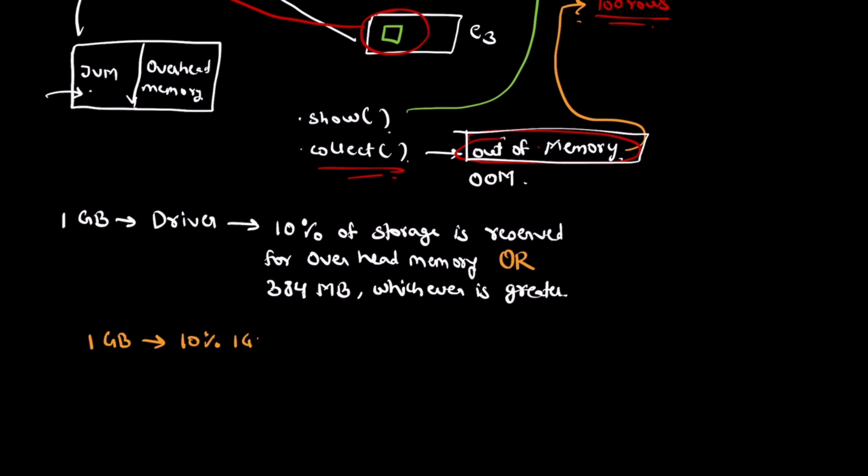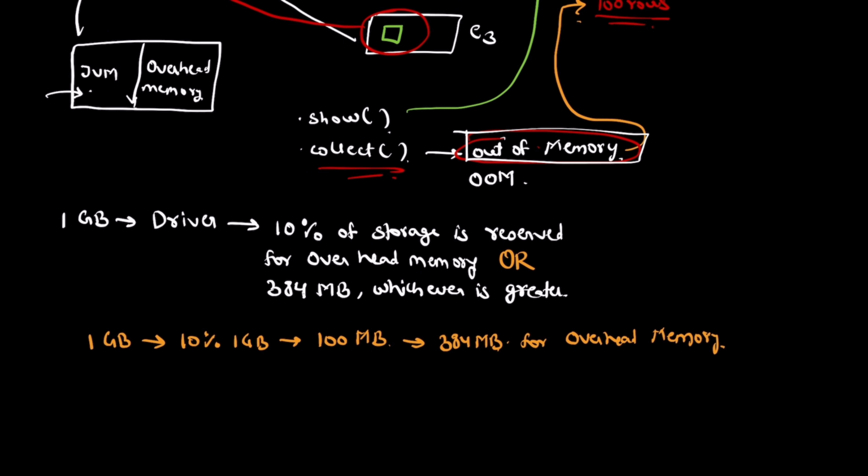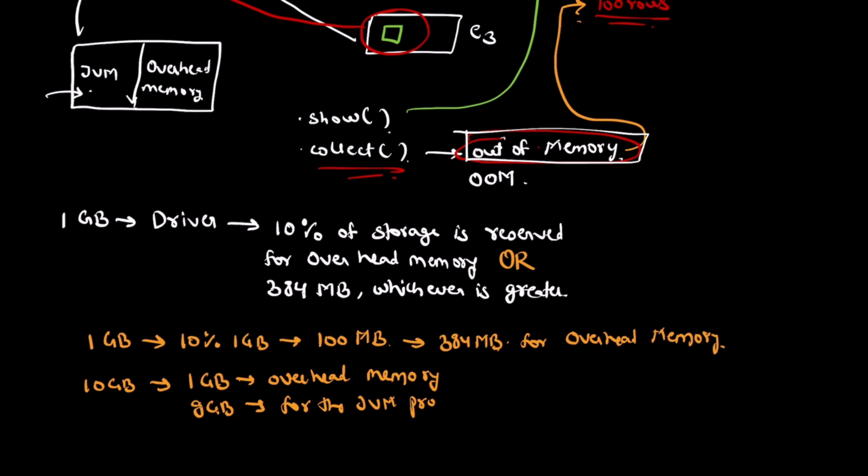10% of 1 GB is 100 MB. But since memory overhead requires a minimum of 384 MB, 384 MB from our 1 GB got allocated for overhead memory, and the rest of the data was allocated for our driver. So you must remember that if we have 10 GB of data, in that case, 1 GB will be allocated to overhead memory and 9 GB for the JVM process.